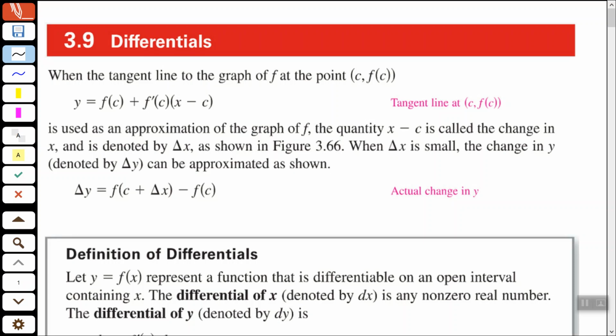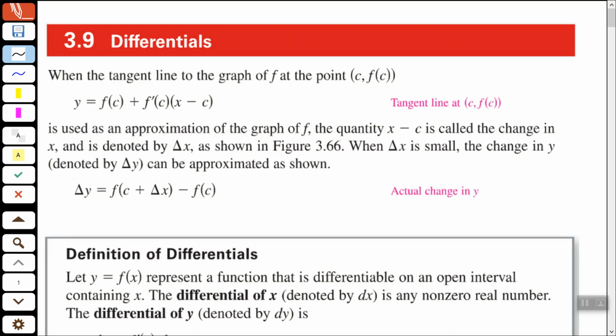In this video, we're going to look at differentials. When the tangent line to the graph of f at the point (c, f(c)), y equals f(c) plus the derivative f'(c) times (x minus c), is used as an approximation of the graph of f. The quantity x minus c is called the change in x and is denoted by delta x.